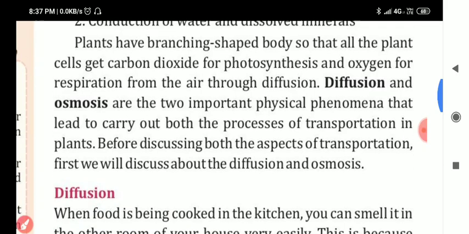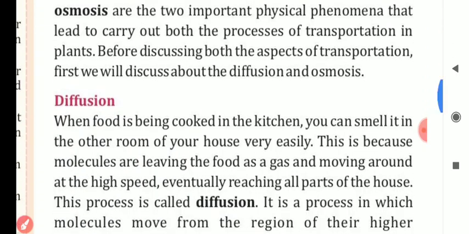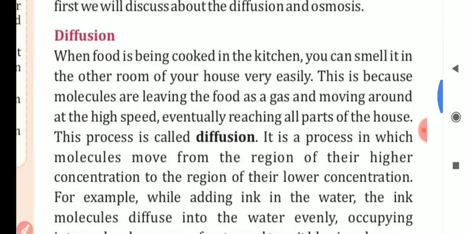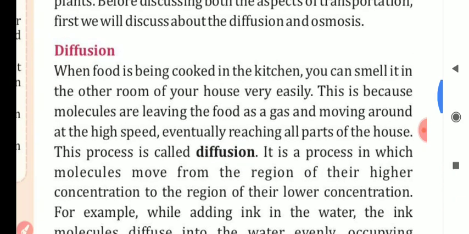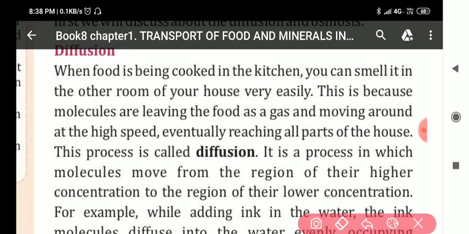Now, one by one we will discuss. First we will discuss diffusion. My dear students, there are several examples of diffusion. One is given here in your book, just see to it.